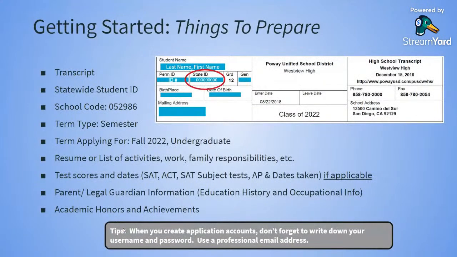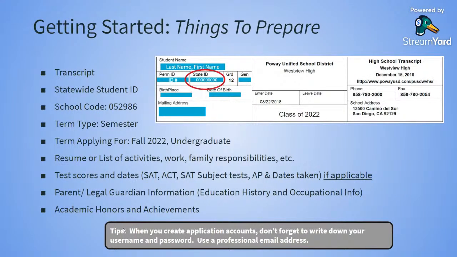One of the things you want to do before you start your college applications is make sure that you have everything prepared. There are certain things that you want to have on hand so that you're not searching for information when you get to certain parts of the application. Here are a couple of things you definitely want to have ready to go when you sit down to start your applications.